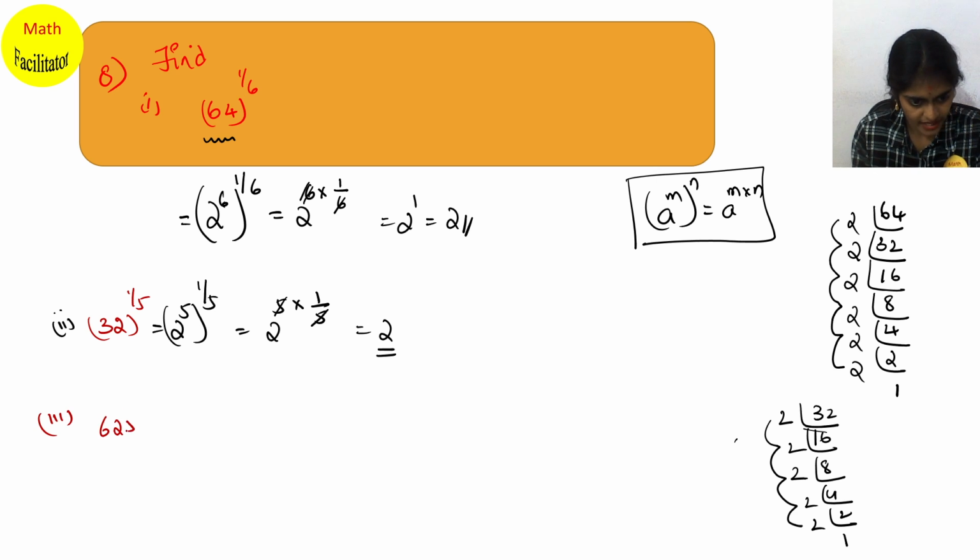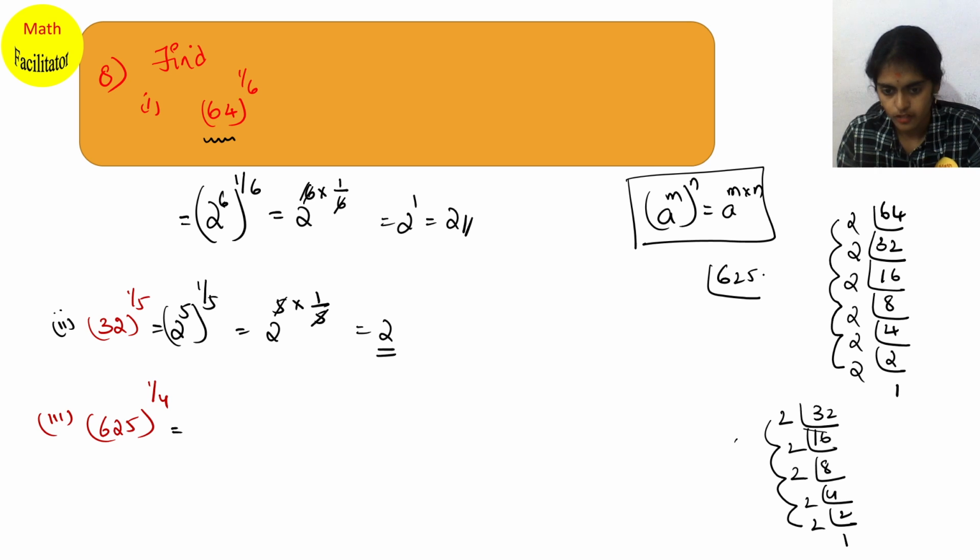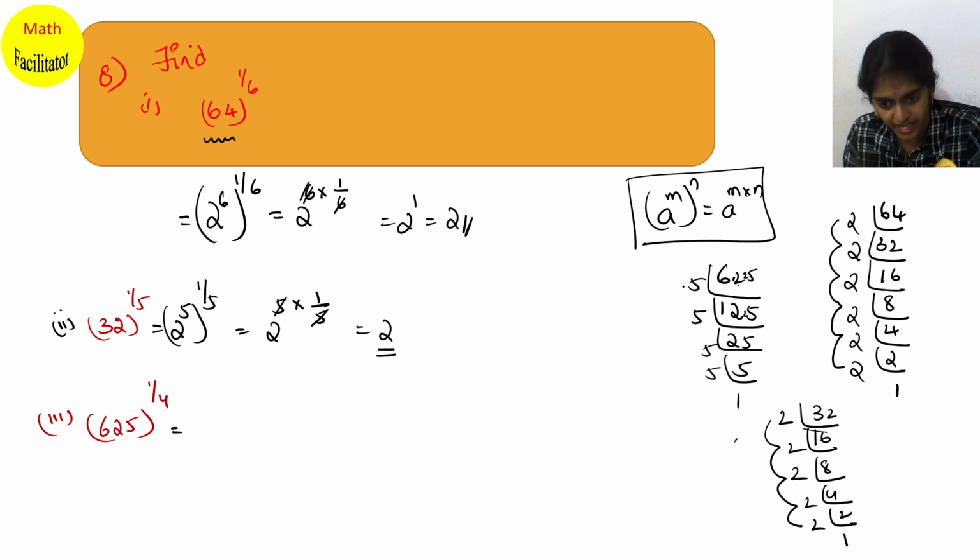Next question, third bit. 625 whole power 1 by 4. So 625 you can write it as, again prime factorize 625. 5 ones are 5, you have a 1 remaining here, 6 minus 5 is 1. Now this becomes 12. 5 twos are 10, 12 minus 10 you have a small 2 remaining. So this becomes 25. 5 5s are 25. Again you can take 5. 5 twos are 10, again 12 minus 10 you have a small 2. So 25, 5 5s are 25. Again 5 5s are 25. 5 ones are 5. So 625 I can write as 5 to the power 4.